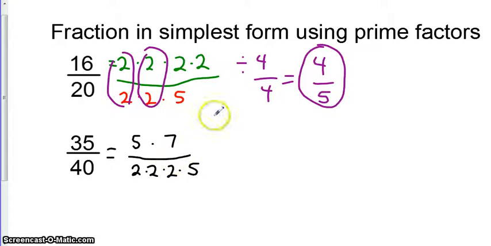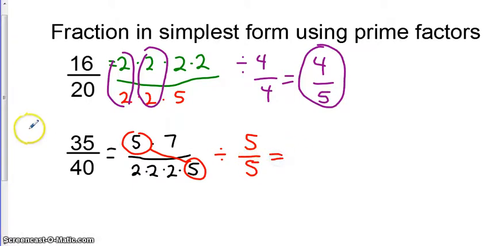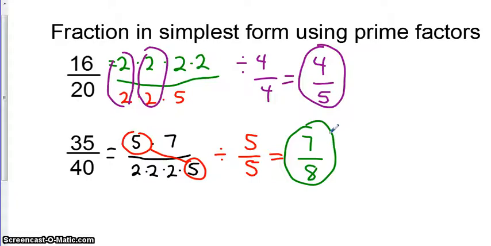You will notice then that our common one here is 5, which means we're going to divide by 5 over 5. Again, 5 over 5 is 1. Dividing by 1 does not change anything. It just changes how it looks, doesn't change the value. 35 divided by 5 is 7. 40 divided by 5 is 8, leaving us a fraction in simplest form of 7/8.